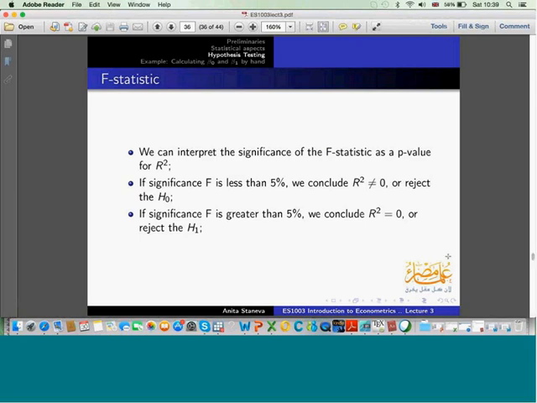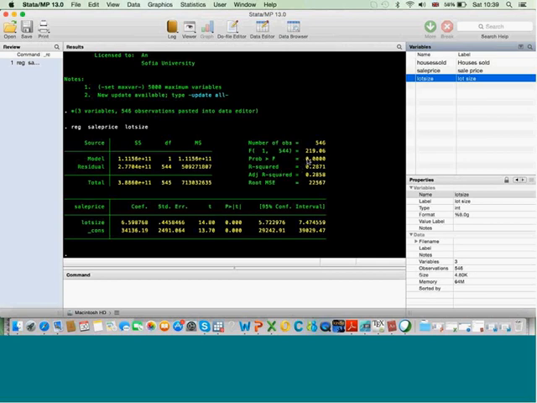In the example here, we have the probability of the F statistic is zero. So again, following the p-value method, we can conclude that it's highly significant, and we can conclude that R square is not equal to zero, or we reject the null hypothesis.